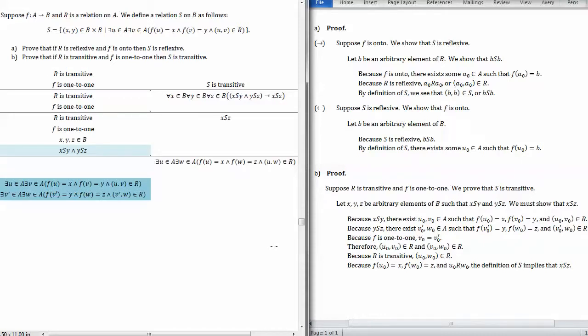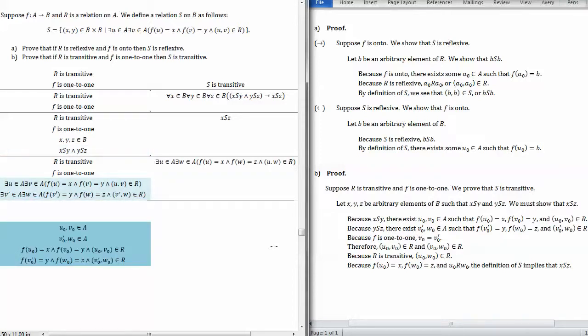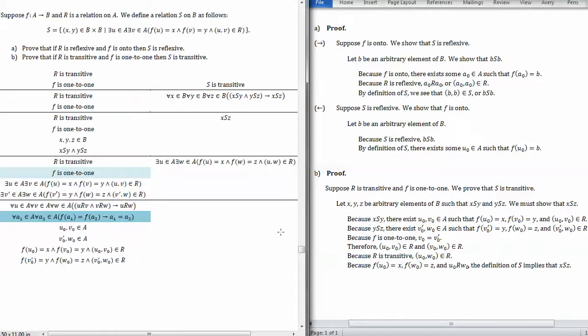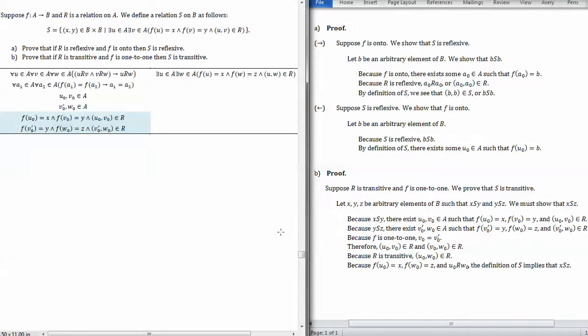And that's what it means for x, y to be in S and y, z to be in S. Okay. Now, a whole bunch of existential instantiation gives us our u naught and v naught and our v naught prime and w naught, just as we had in the picture, with the corresponding facts about those variables. And definition of R being transitive and definition of f being 1 to 1. Okay, so we've got all the ingredients and need some more space, so let me just take that last bit and move it up to the top here.